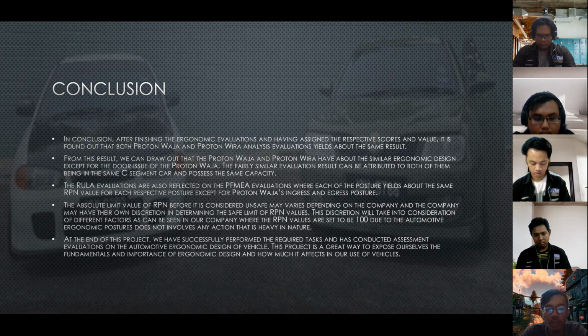At the end of the project, we have successfully performed the required tasks and conducted an assessment and evaluation on the automotive ergonomic design of the vehicle. This project is a great way to expose ourselves to the fundamental and important design, and how much it affects our use of the vehicle.